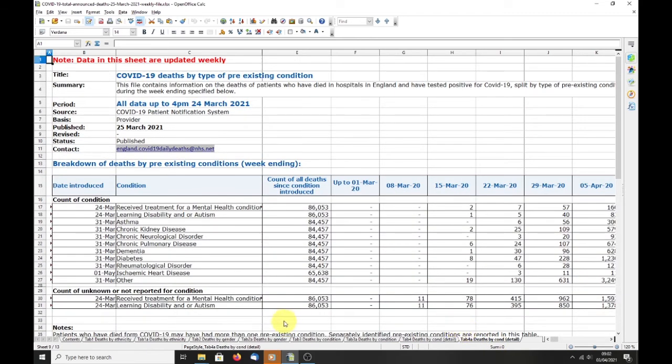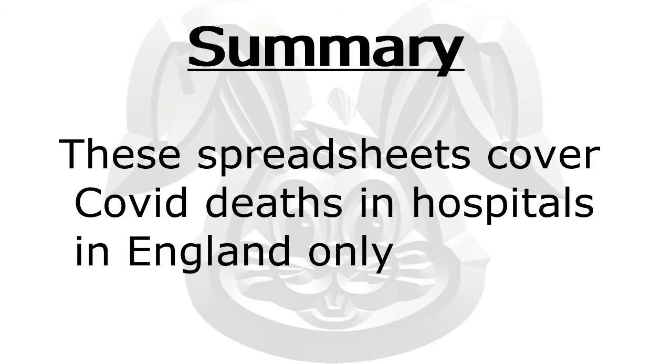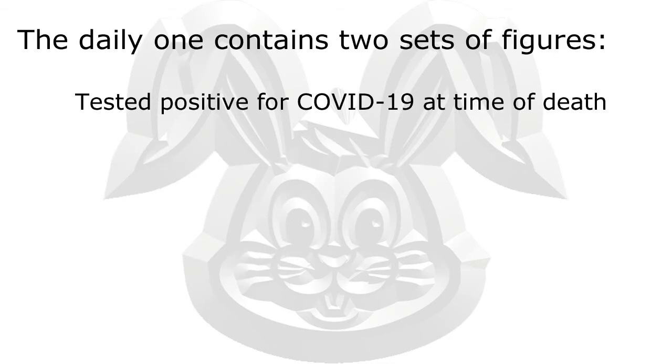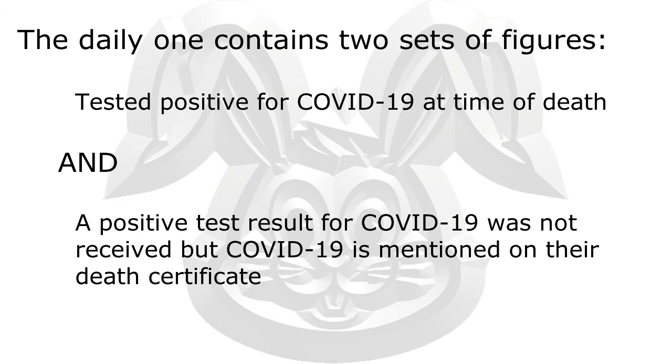They're both quite useful, but this is probably the more useful for looking at breakdowns of the figures, because it gives you the better breakdowns of them, and it's a bit more compact as well. These spreadsheets cover COVID deaths in hospitals in England only. The daily one contains 2 sets of figures: tested positive for COVID-19 at time of death, and a positive test result for COVID-19 was not received, but COVID-19 is mentioned on their death certificate.